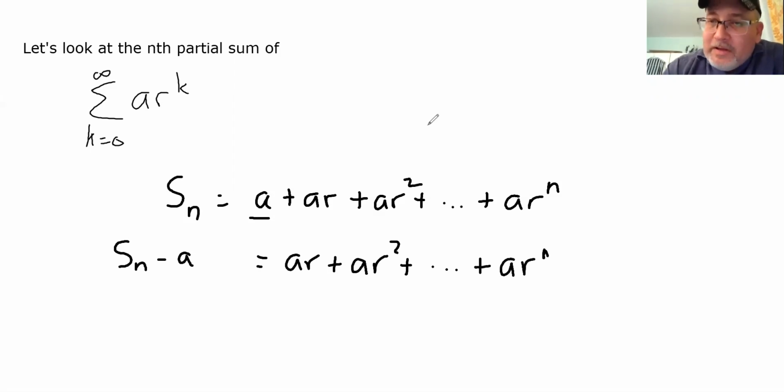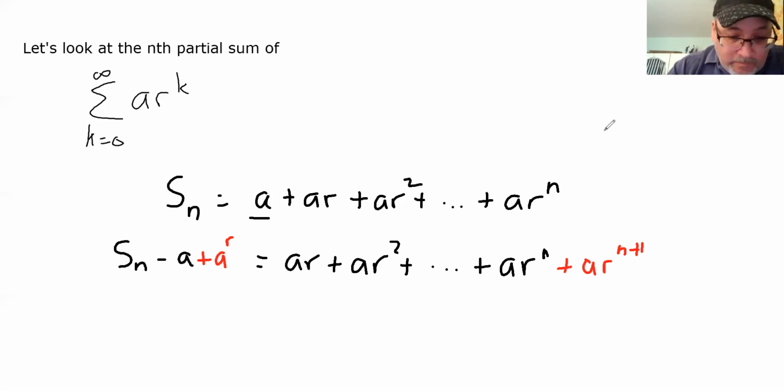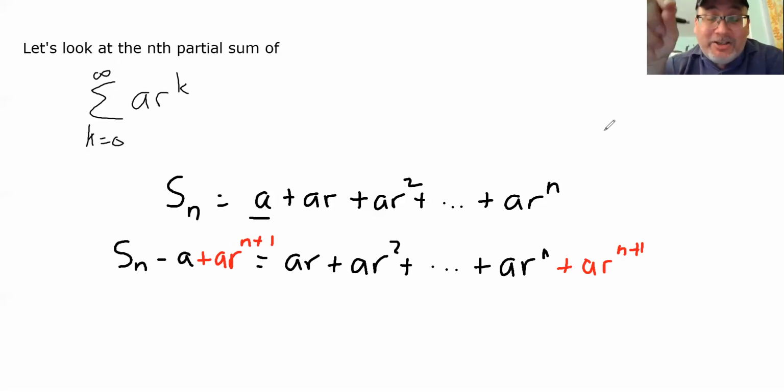Now, I'm going to add something to both sides. I'm going to add what would be the next term, which we get by simply raising the power by 1. We're going to add a times r to the n plus 1 on both sides. Not sure if I left enough room there. I'll make it work. All right, now why would I want to do that? Well, number one, it restores the right side to the correct number of terms from the partial sum. The right side still has n terms. I just moved the original first and added on the next one to balance out the number of terms.